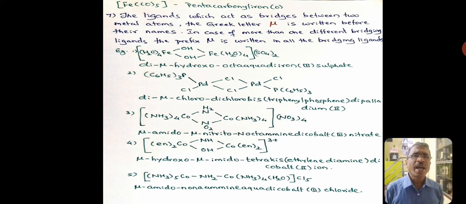The 8, hence it is octa-aqua. How many iron are there? 2, di-iron. What's the valency of iron here? It is in +3 state. Why is it in +3 state?